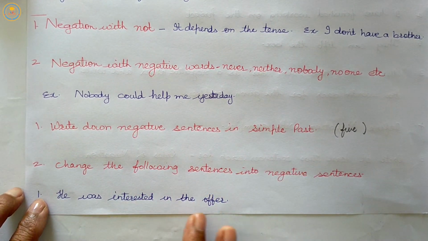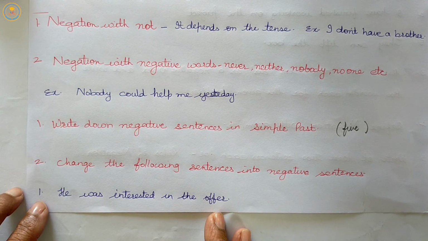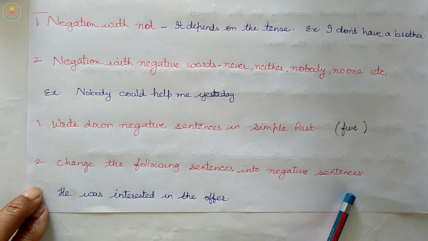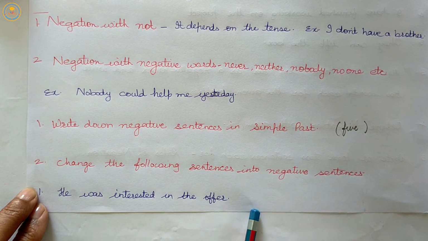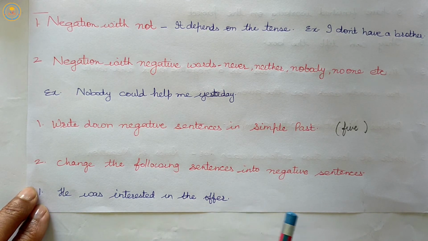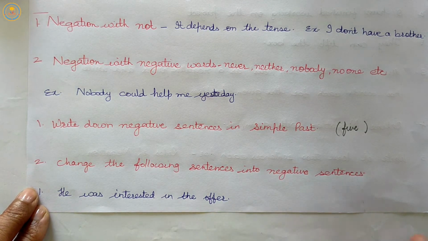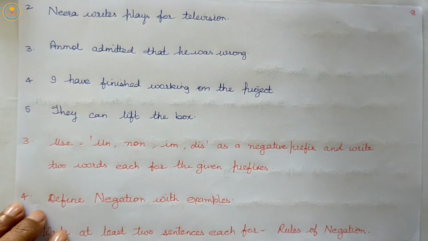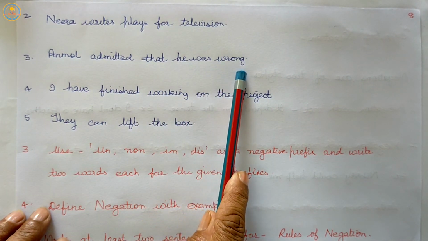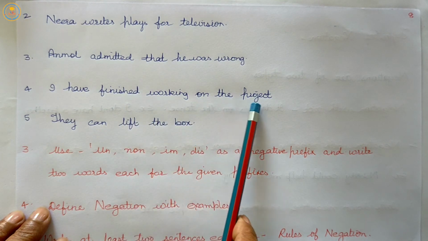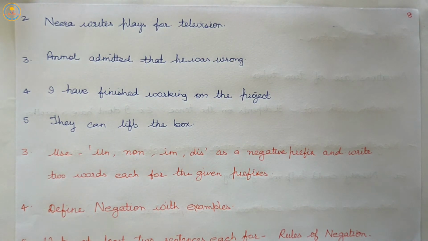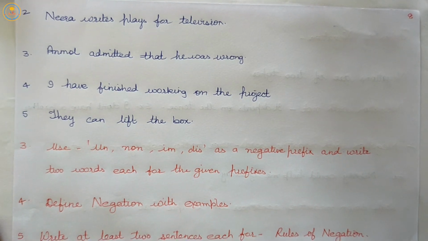Second, I am giving you some affirmative sentences and you will have to convert them into negative form. Change the following sentences into negative sentences. He was interested in the offer. Neera writes plays for television. Anmol admitted that he was wrong. I have finished working on the project. They can lift the box. Your task is to convert them into negative form.